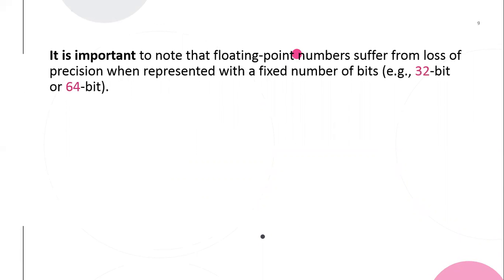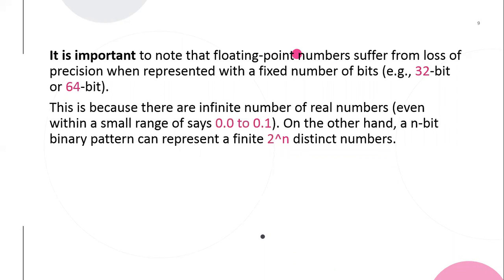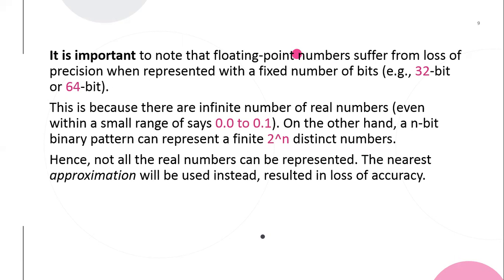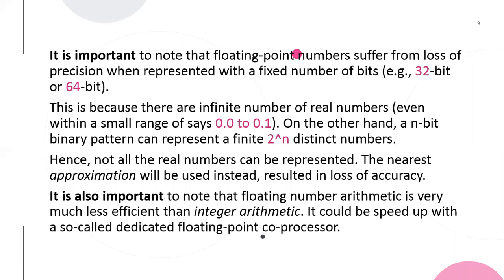It is also important to remember that floating point numbers suffer from loss of precision when represented with a fixed number of bits, for example 32 and 64 bits. This is because there are infinitely many real numbers, even within a small range from 0 to 0.1. On the other hand, an n-bit binary pattern can represent only a finite 2^n distinct numbers. Hence, not all real numbers can be represented. Their nearest approximation will be used instead, resulting in loss of accuracy. It is also important to know that floating point arithmetic is much less efficient than integer arithmetic, so please remember that. It can be sped up with dedicated floating point coprocessors, but that is another topic to talk about.